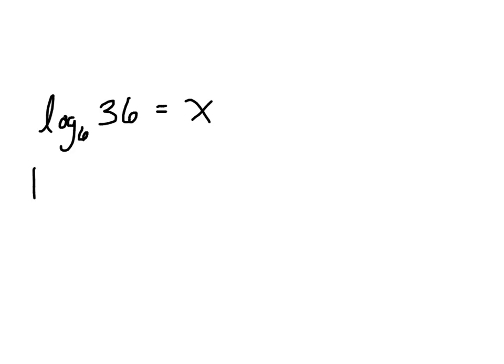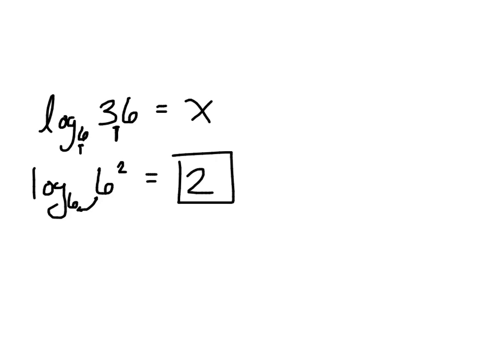The first thing that I like to do is look at the numbers themselves. I look at the base 6 and I look at the 36. And I ask myself, is there a way that I can make 36 look like 6 to the something? If there is, then I do that. So 36 is 6 squared. So if I go 6 squared, then remember those properties: if those two numbers are the same, then it equals whatever the exponent is. If you can use those properties, they're going to make your job go a lot faster. Again, I'm going to set that equal to x.